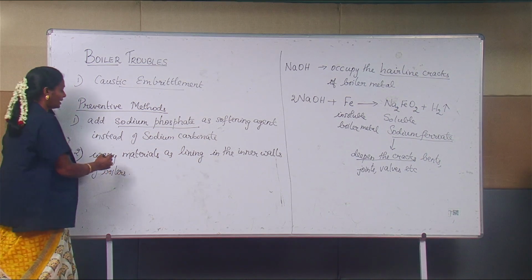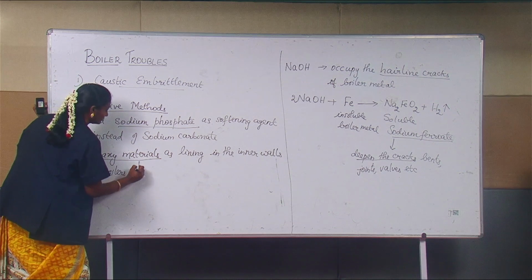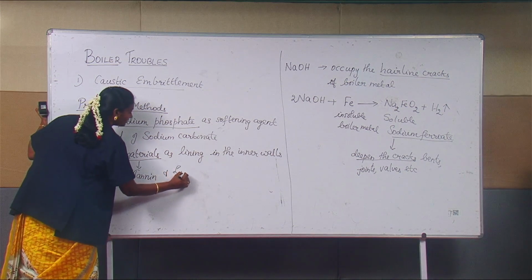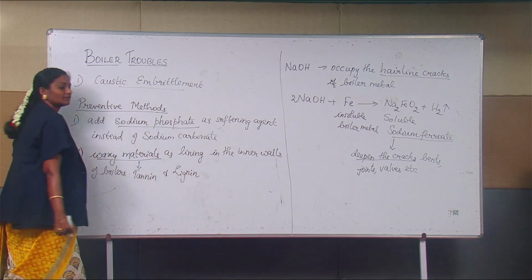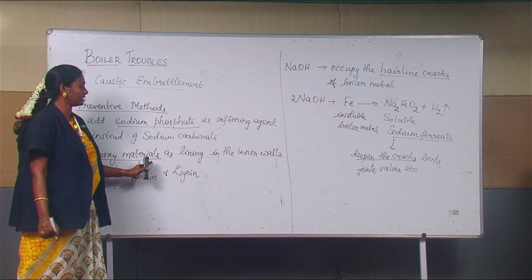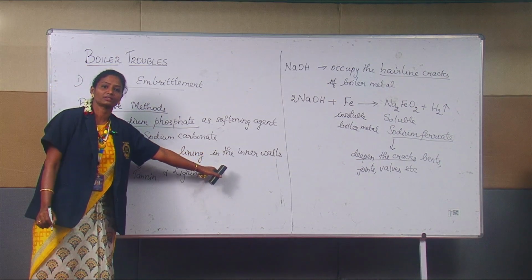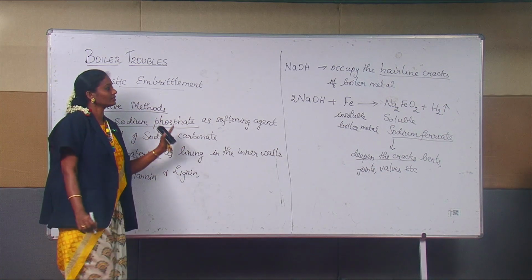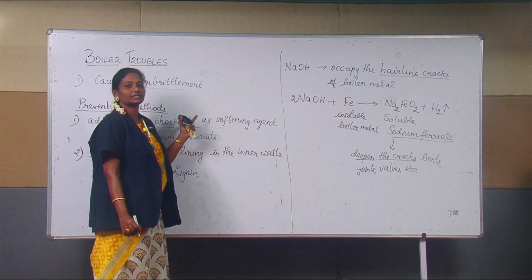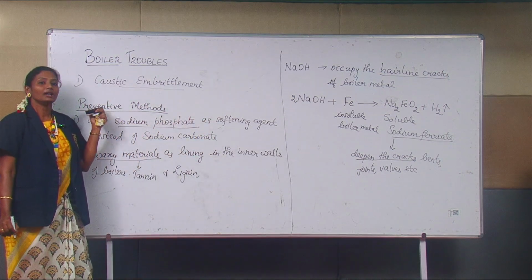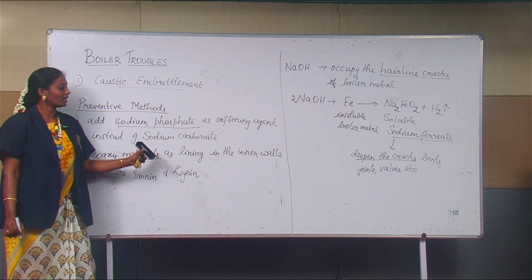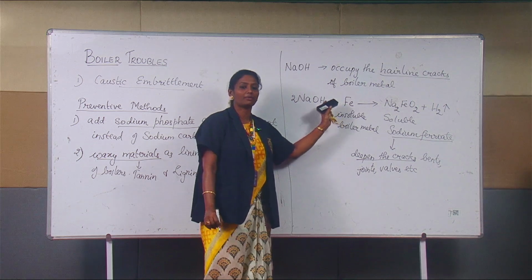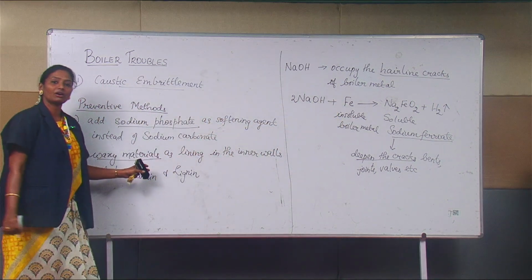So some of the waxy materials are tannin, and lignin. So we would be coating these waxy materials in the inner walls of the boilers. So what does this do? We are using sodium carbonate as the softening agent. So when we use a sodium carbonate, it would result in the formation of sodium hydroxide. So sodium hydroxide formation is there, but we can avoid the sodium hydroxide in direct contact with the metal by coating it with this tannin or lignin.